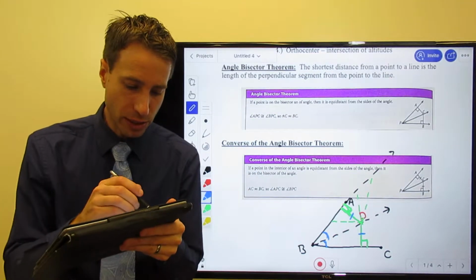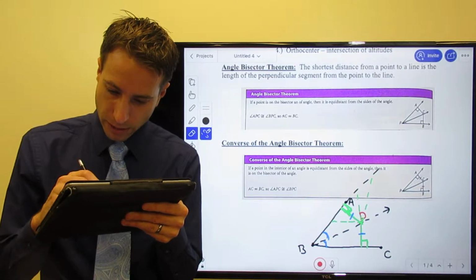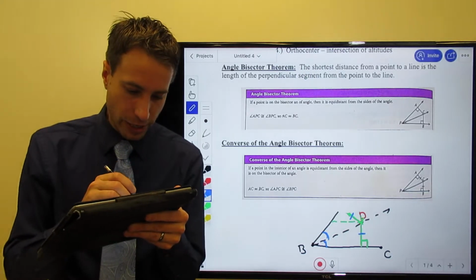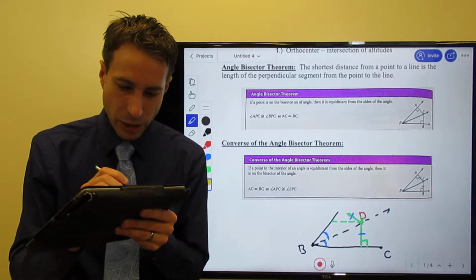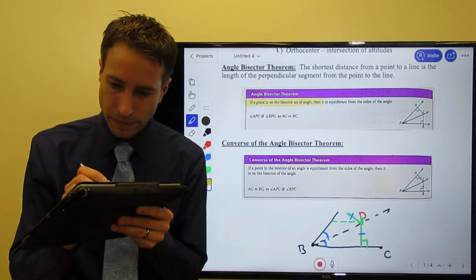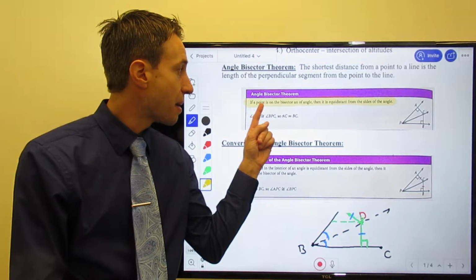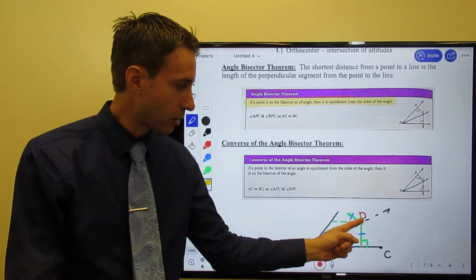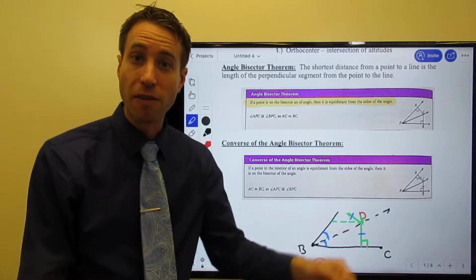So let's run through these real quick. Let me erase this so that I'm not infringing on my theorems here. And here we go. First one, the angle bisector theorem simply says this: if a point is on the bisector of an angle, then it is equidistant from the sides of the angle.